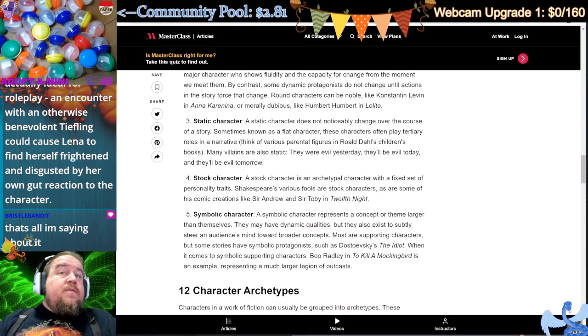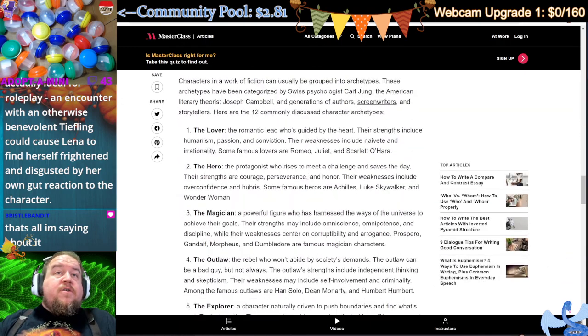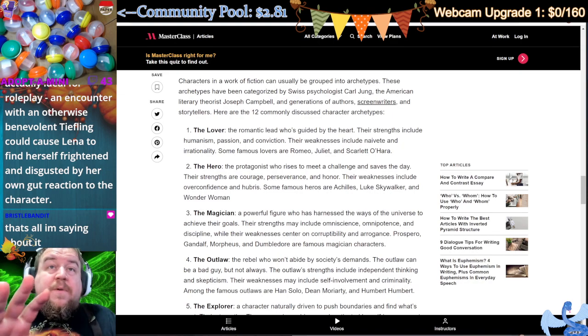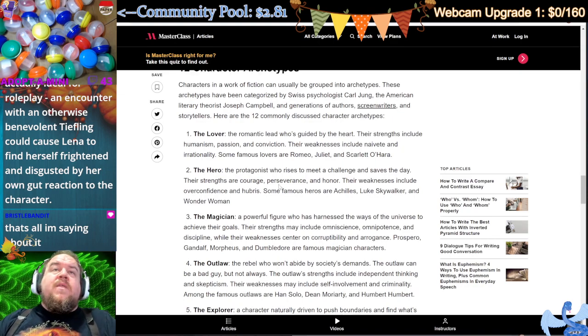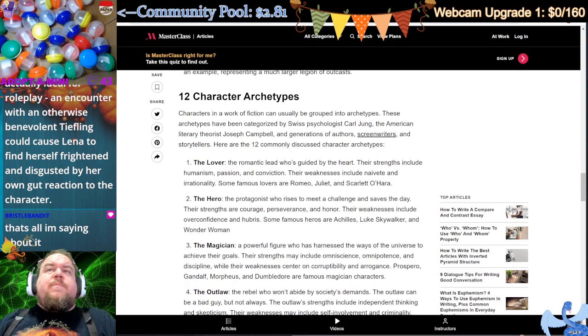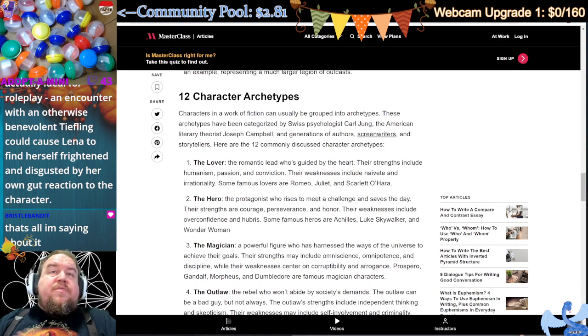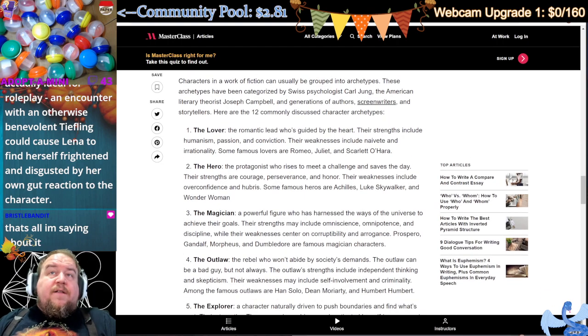And the concept of character archetypes has been brought up too, and I'll get to the more pop culture examples as well. Characters in a work of fiction can usually be grouped into archetypes. These archetypes have been categorized by Swiss psychologist Carl Jung, the American literary theorist Joseph Campbell, and generations of authors, screenwriters, and storytellers. Here are the 12 commonly discussed character archetypes.